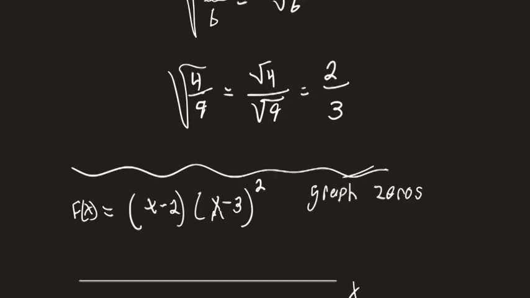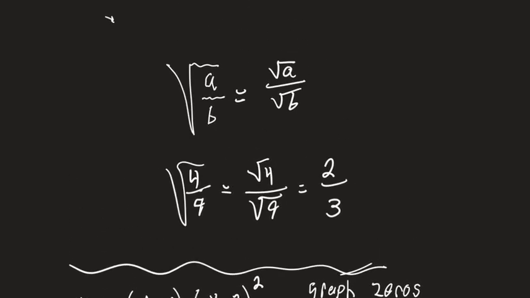A couple more rules to remember. The square root of a fraction is equal to the fraction of the square roots. So the square root of a over b is equal to the square root of a over the square root of b. If you look at, for example, the square root of 4 over 9, it's equal to the square root of 4 over the square root of 9. Square root of 4 is 2. Square root of 9 is 3.